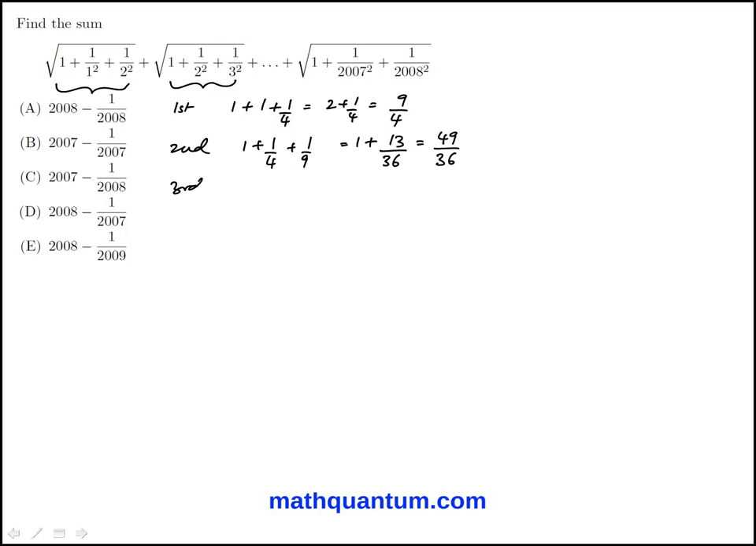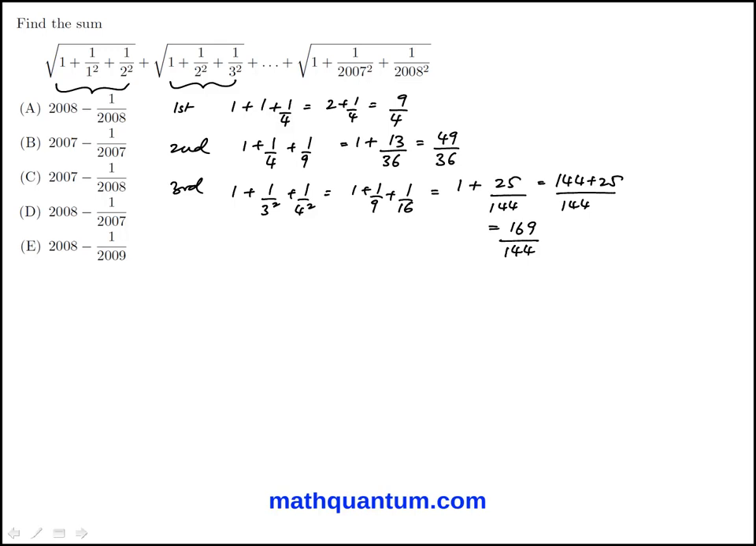And then the third term would be 1 plus 3 squared plus 4 squared. So this would be 1 ninth. The reason I'm doing this is so I can see a pattern here. 16 times 9 is 144. 144 plus 25 over 144. So what we notice here is that the tops are all squares. I haven't taken the square root yet.